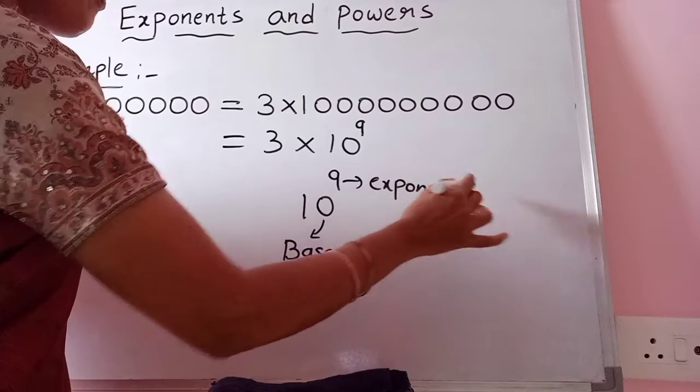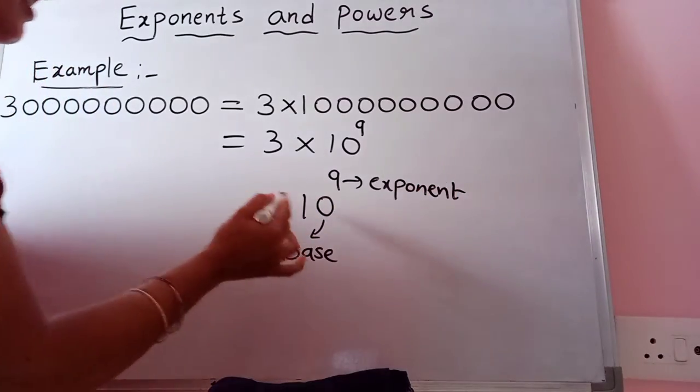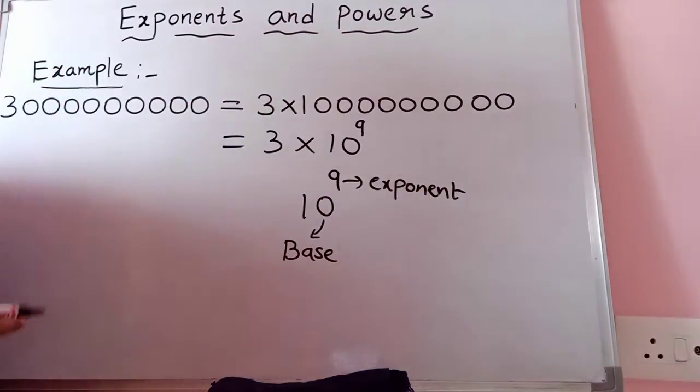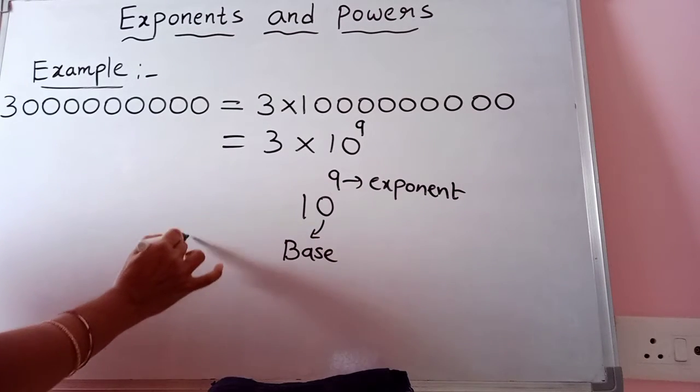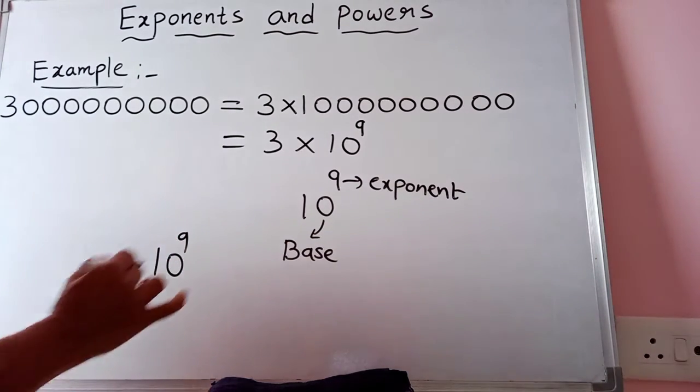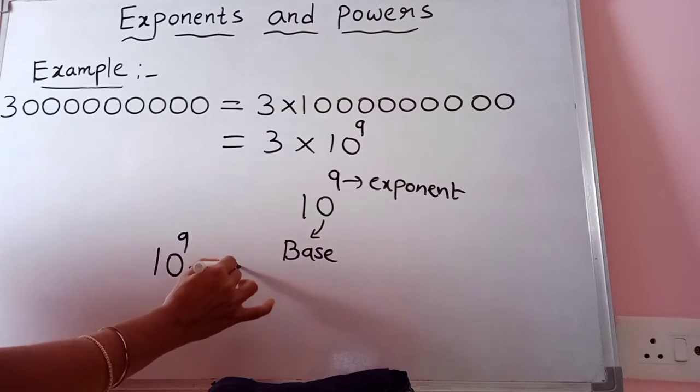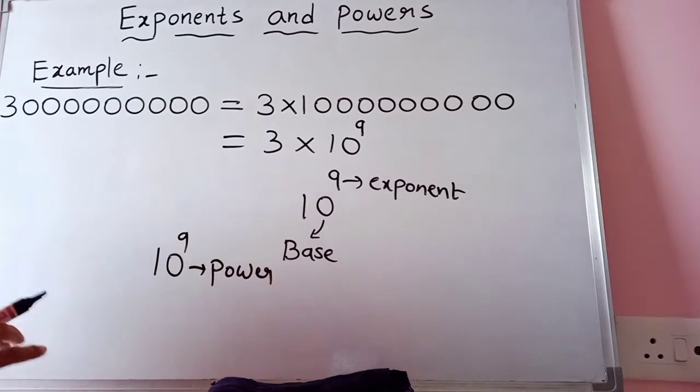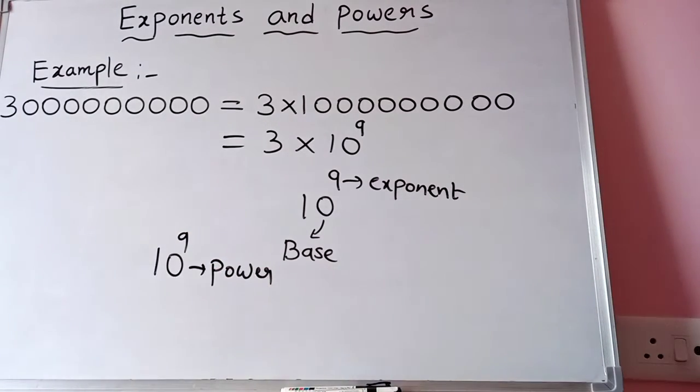Together, base and exponent, we call this 10 to the power of 9 a power. Okay, 10 raised to the power of 9 is known as power. Next we'll see the next topic, powers with negative exponents.